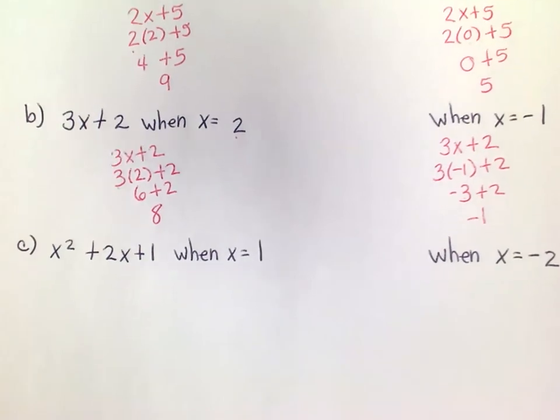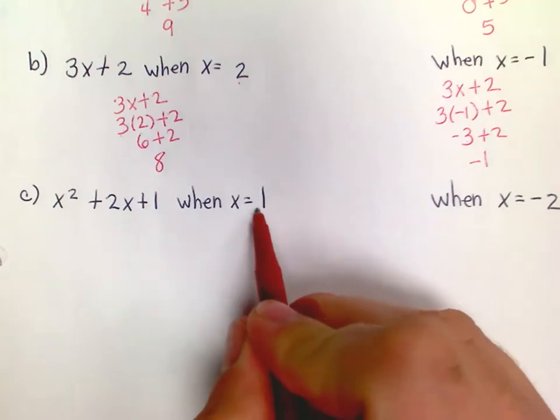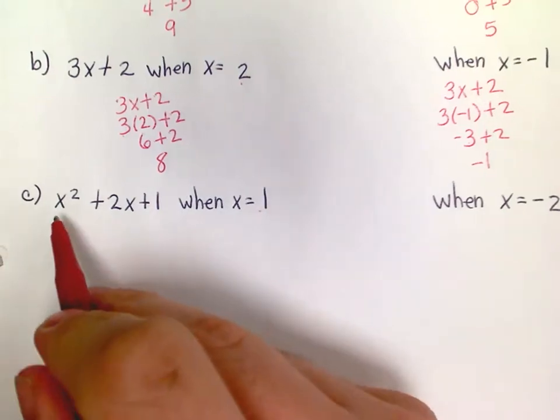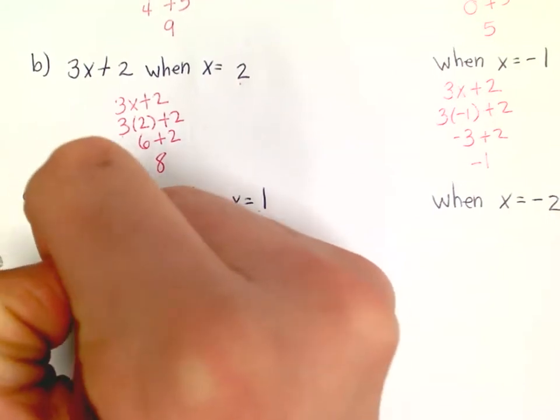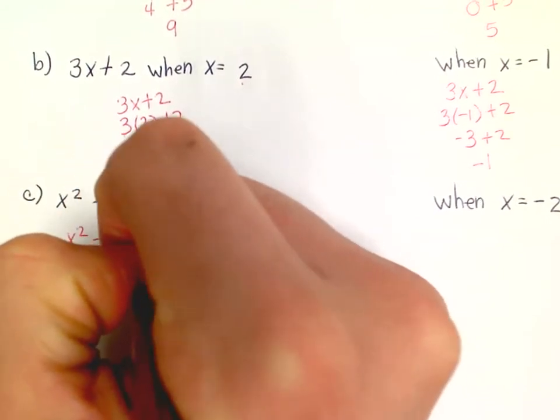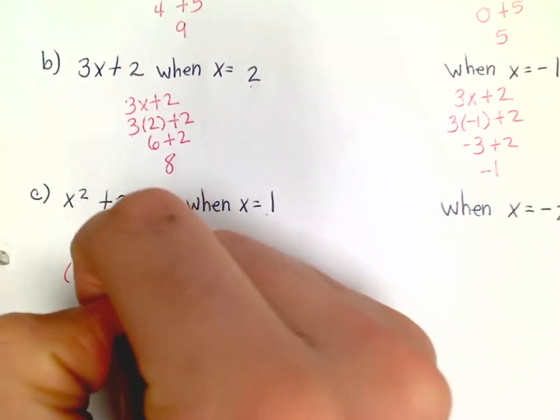And then finally, for part C, we have a trinomial. So every time we see an x, let's plug in a 1. So x squared plus 2x plus 1. Everywhere we see an x, we'll place a 1.